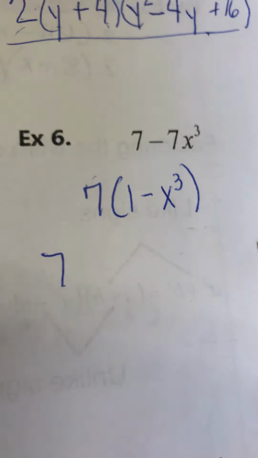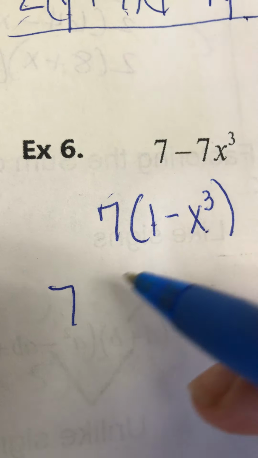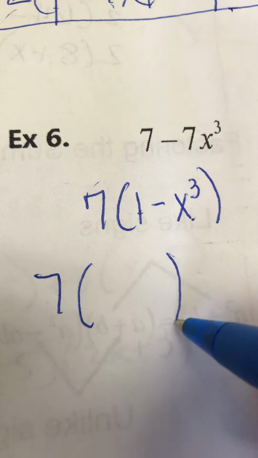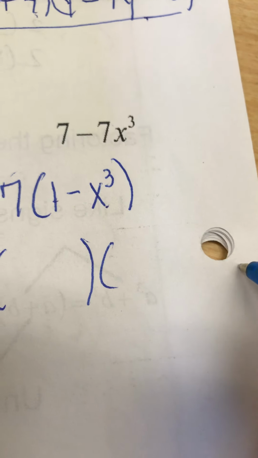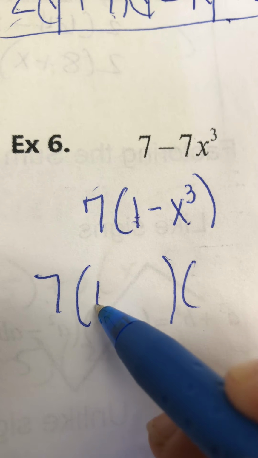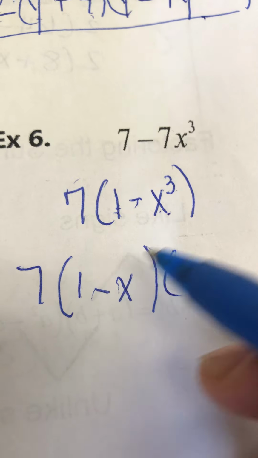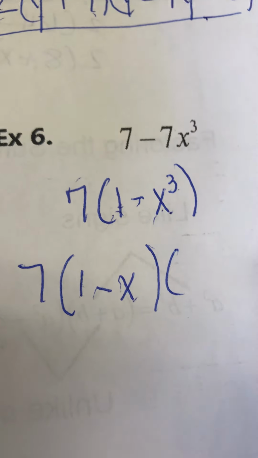Bring down the 7. And now I recognize this to be a cube again. So cubes are always a binomial times a trinomial. Running out of room. Cube root of 1 is 1. And the cube root of x cubed is x. And we keep that sign. Make sure you keep them in that same order.